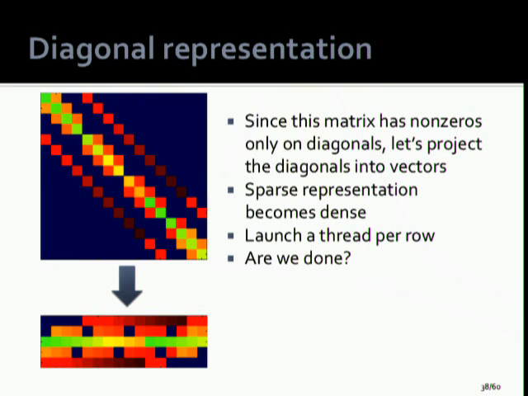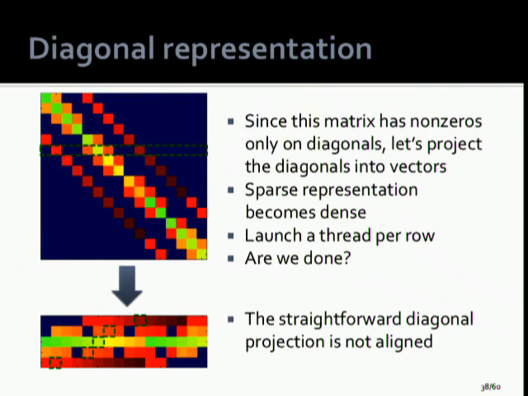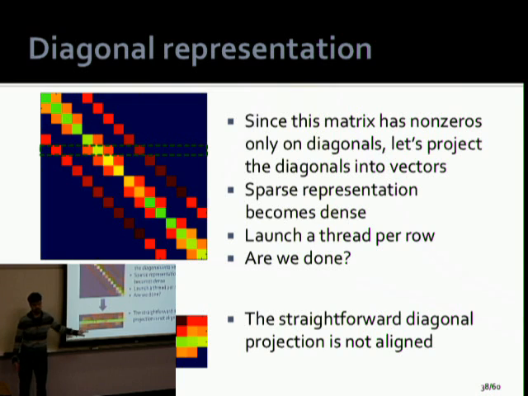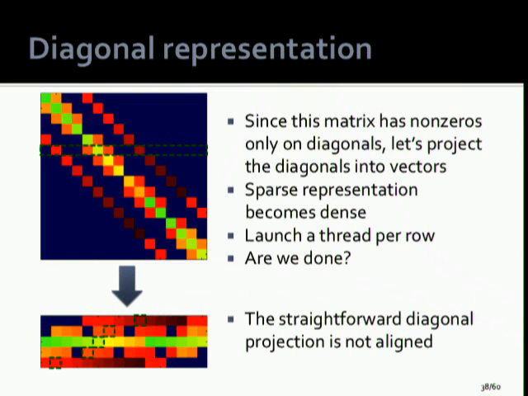Well, am I done? Well, it turns out that the straightforward diagonal projection is not aligned, even though I've made it dense. So I have one thread doing here, and then going here, and then here, and here, and here. But even though I'm loading a dense set of vectors each time, they're not going to be aligned because they're jumping around because of the projection that I used.